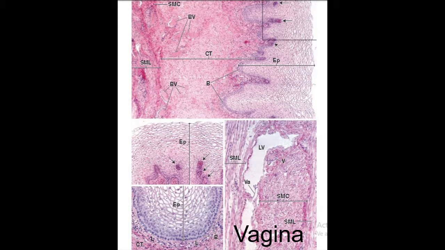Vagina. The vagina extends from the cervix to the vestibule. It is coated with stratified squamous epithelium without corneal stratum and lacks glands. In this histological image we can observe the following. B, basal layer of the vaginal epithelium. BV, blood vessels. CT, connective tissue. EP, epithelium. L, lymphocytes. LV, lymphatic vessel. SMC, smooth muscle cross-section. SML, smooth muscle longitudinal cut. V, vein. VA, valve in the lymphatic vessel. Arrows, islets of connective tissue in the epithelium.